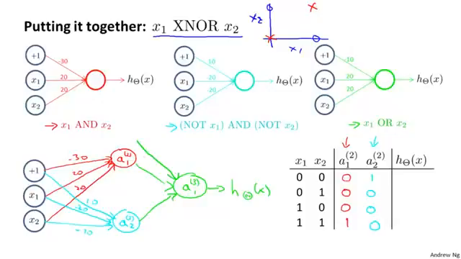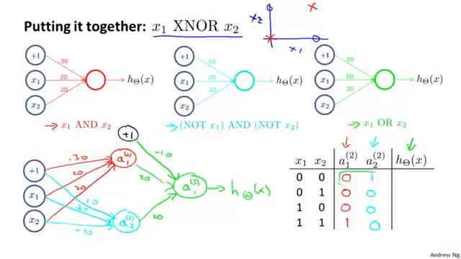And I'm going to need a +1 bias unit here, so draw that in. And I'm going to copy over the weights from the green network, so that's -10, 20, 20. And we know earlier that this computes the OR function. So let's fill in the truth table entries.